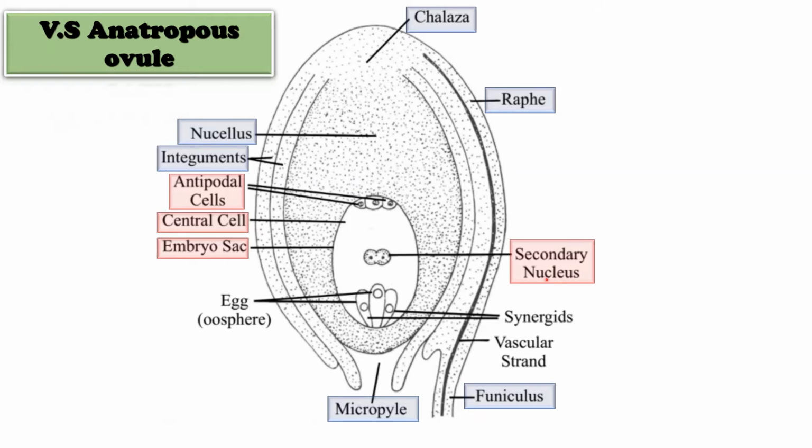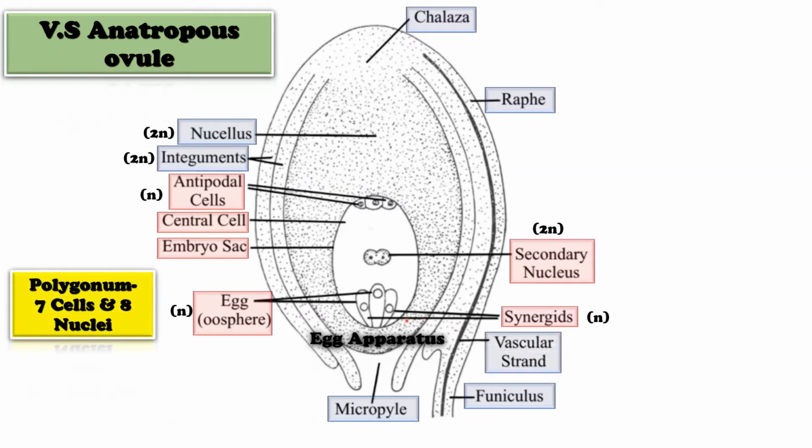Similarly, the three cells towards the micropylar end are collectively called the egg apparatus, which contains the central egg surrounded by synergids. Now let us see the differences between orthotropous ovule and anatropous ovule.